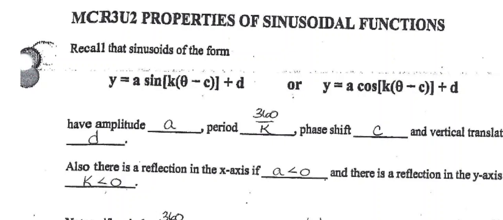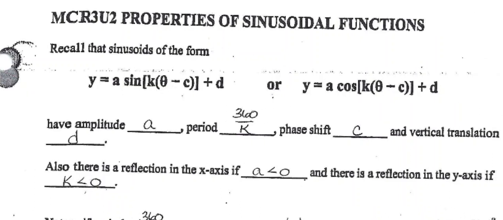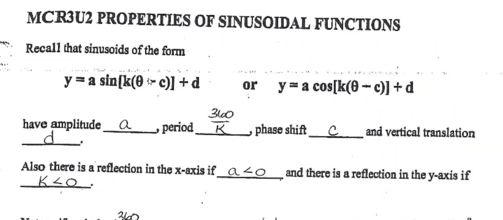Okay, so we're continuing here talking about the properties of sinusoidal functions. You have the two equations here, one with sine, one with cos, outlining A, K, C, and D. Just to review what those are: recall that in these formulas, A is the amplitude, whatever A is, that's your amp. Period is calculated by taking 360 degrees divided by K. The phase shift is C, and the vertical translation is D.